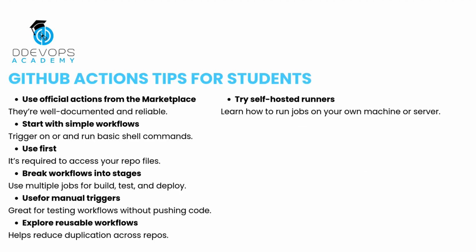Before we wrap up, here are some tips for students using GitHub Actions. Start simple. Use official actions from the marketplace and trigger basic workflows. Always begin with checkout to access your code. Break your pipeline into stages like build, test, and deploy. Try manual triggers with workflow_dispatch. Explore reusable workflows to avoid repetition, and experiment with self-hosted runners to deepen your understanding. These tips will help you build smarter, cleaner automation.